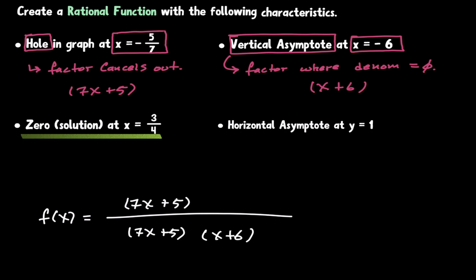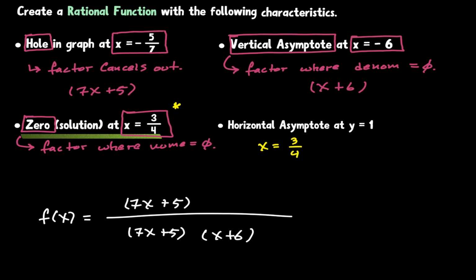We want to also have a 0 at the value of 3 divided by 4. Well, zeros, or solutions, occur at factors that only make the numerator equal to 0. What factor can we use if we want to make sure that we have a solution at x equals 3 over 4? Let's use the same idea. Let's write down the location that we wanted to have a solution, and let's solve for 0. Let's start by multiplying 4 on both sides.